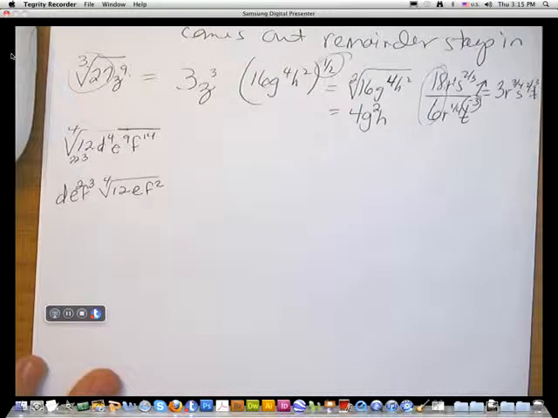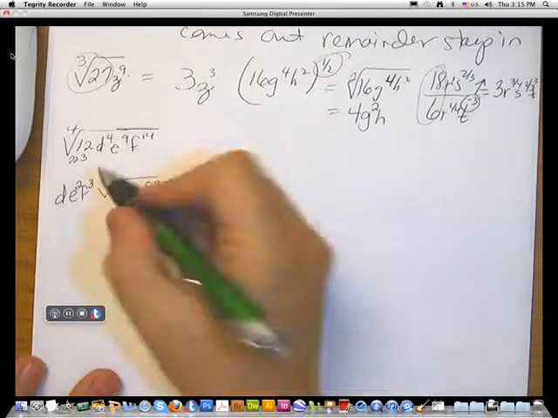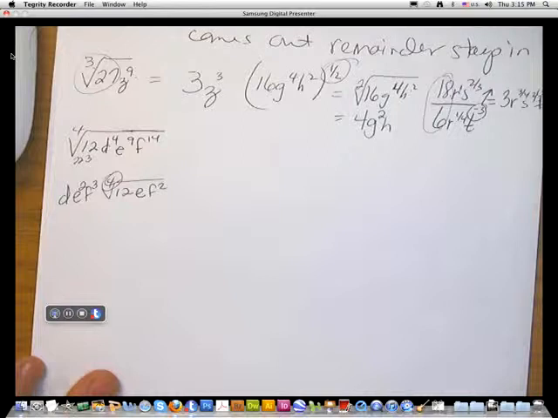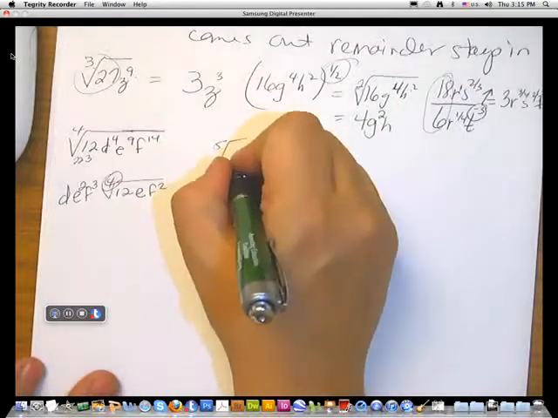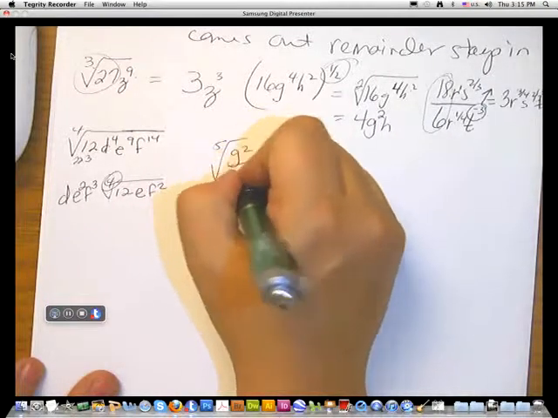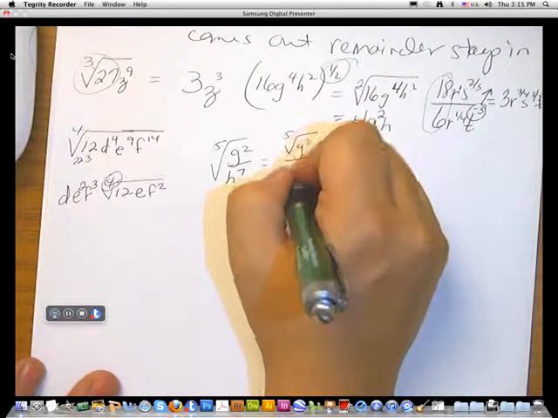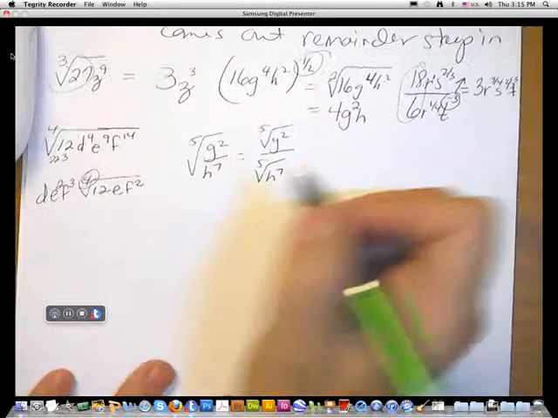Make sure you're always writing the index, because you don't want to lose silly points because you didn't put the index. Continuing with your problem. Alright, fifth root, g squared h^7. So I got fifth root of g squared, fifth root of h^7.